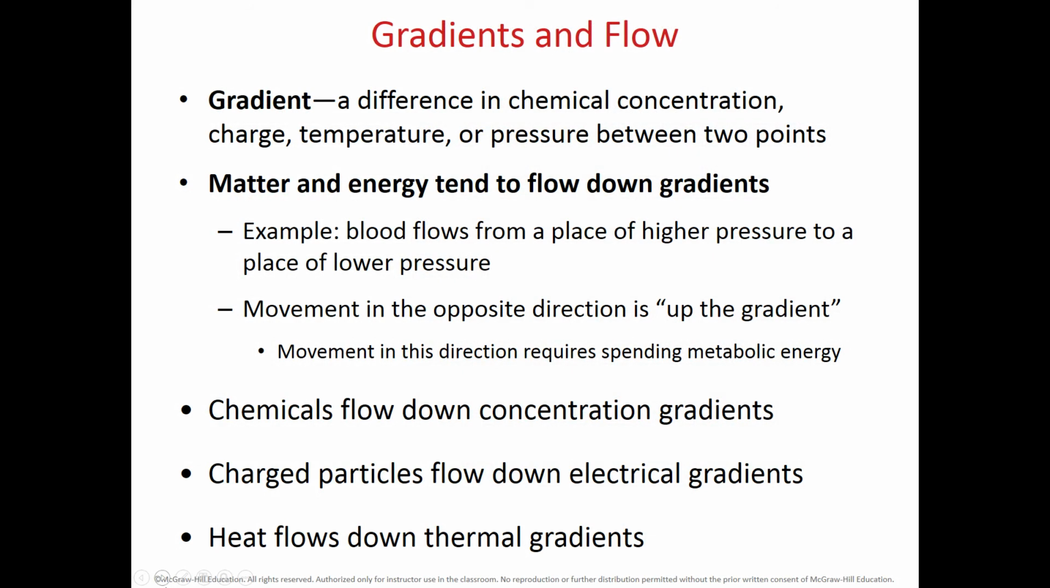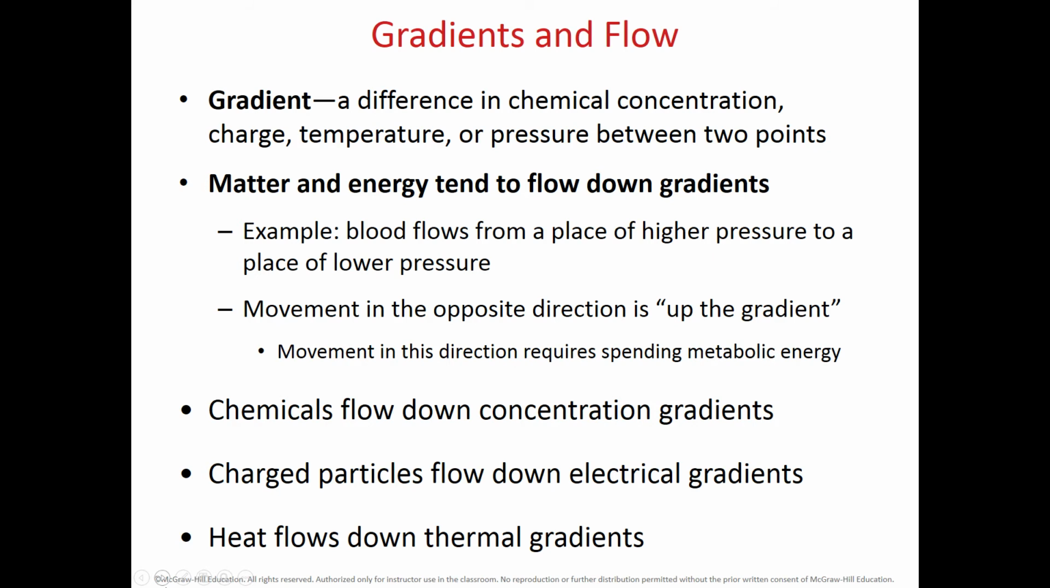Now, another important concept in physiology is the presence of gradients within our body and the flow of substances because of the presence of gradients. So what is a gradient? A gradient is a difference in the chemical concentration of substances. It's a difference in chemical charges. It's a difference in temperature. It's a difference in pressure between 2 points. So, thanks to these gradients, you can have flow.